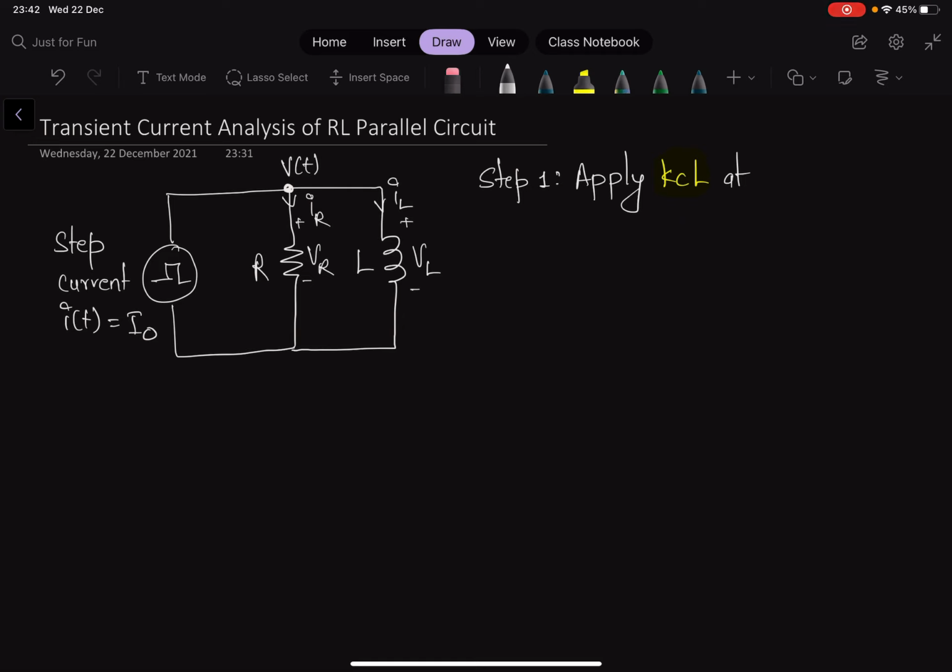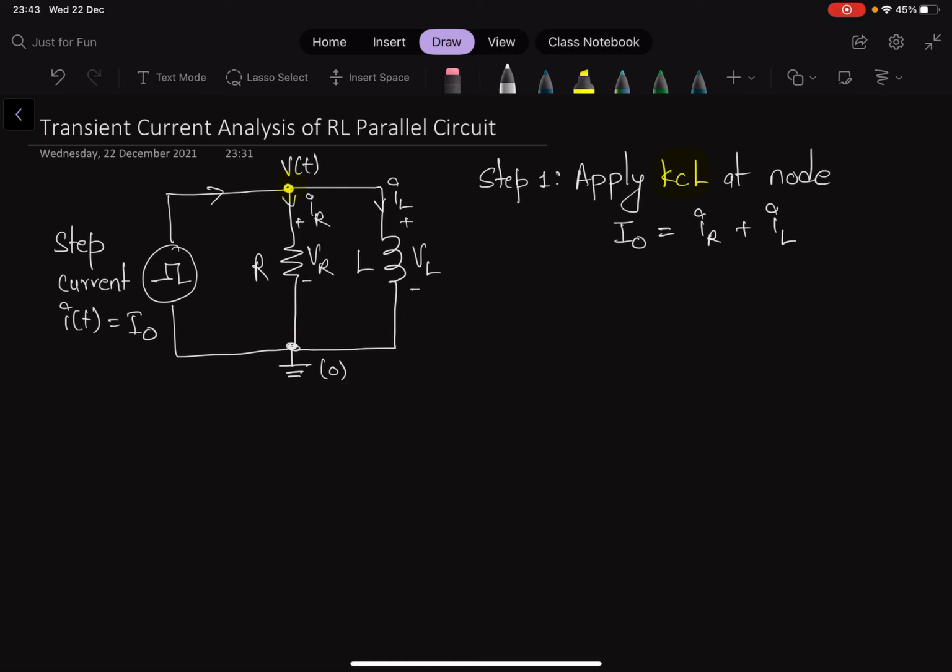So applying KCL at the node, and we know we have only one node here. The other node is a reference node, which is also called ground. Applying KCL at the node, we can clearly see that the main current I naught is going in, and the other two currents, IR and IL, are going out. So I naught is going in, and IR plus IL is going out.